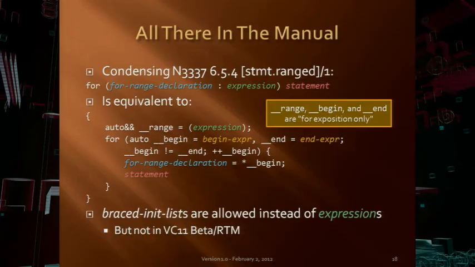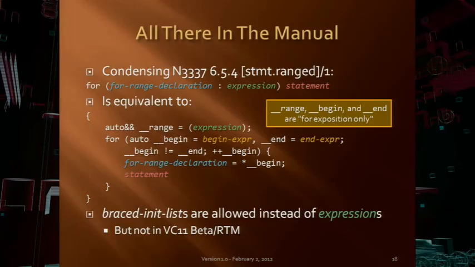And in fact, the standardese is even more permissive than this. You can put, in C++11, braced initializer lists in place of the range. So you could say for int i colon left brace 11, comma 22, comma 33, right brace, parenthesis. And that'll work in C++11, but not in VC11 because we don't have initializer lists. Sorry, that would be a whole other major feature. So that's not going to be in RTM. But everything else that the range-based for loop is capable of has been implemented.